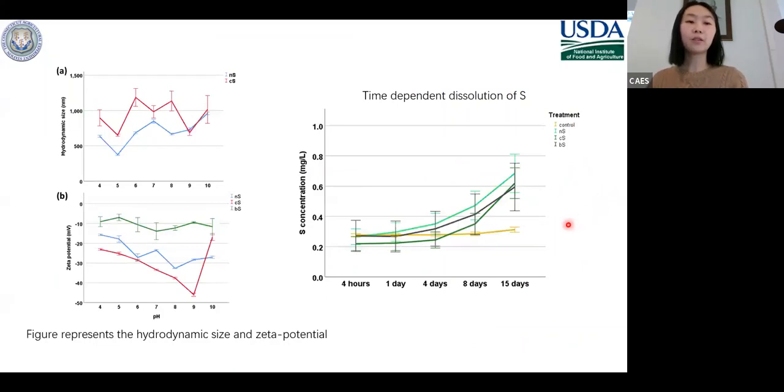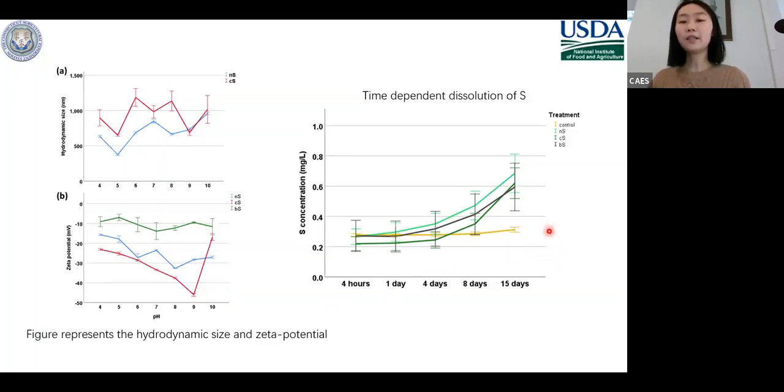Besides that, we also tested the hydrodynamic size and zeta potential of these materials. We could see that, compared with the non-coated nanosulfur, the coated nanosulfur showed a smaller particle size, which is in line with the TEM image. And for the zeta potential, again, the coated nanosulfur has a more negatively charged surface.